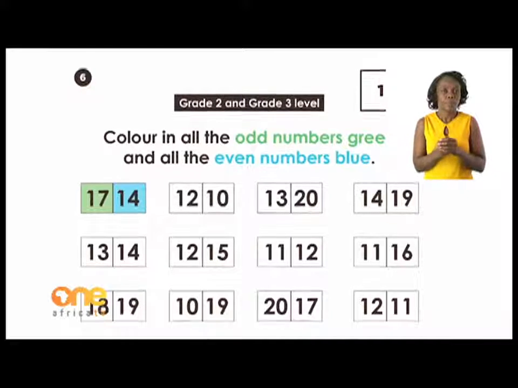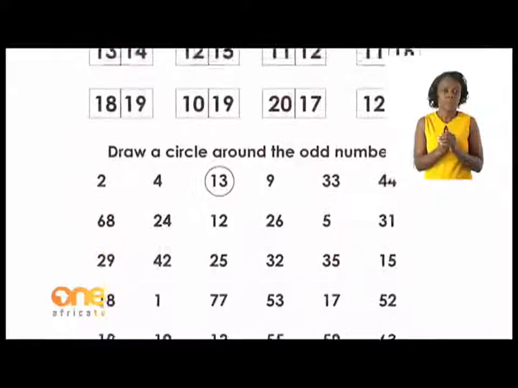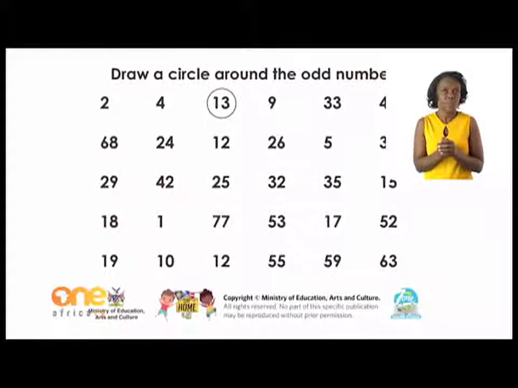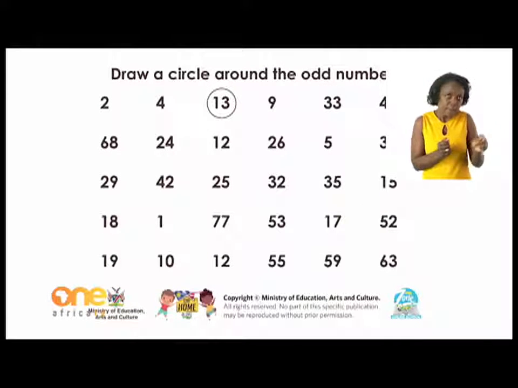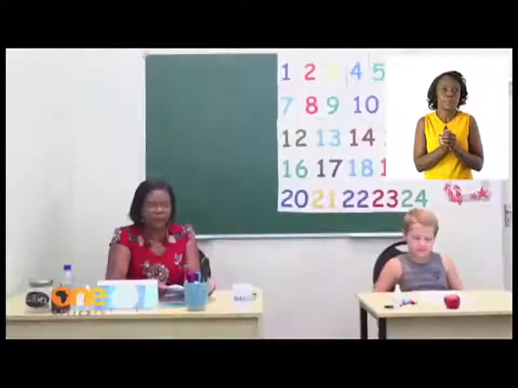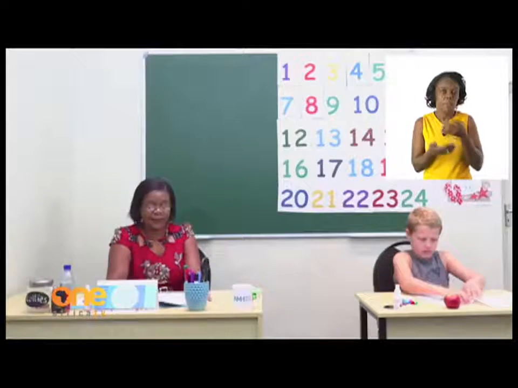The next exercise is very simple. I would like you to circle, put a round circle around all the numbers which are odd. All the odd numbers, remember what are odd numbers? You skip them when you are counting in 2. Now we can go to page 7.